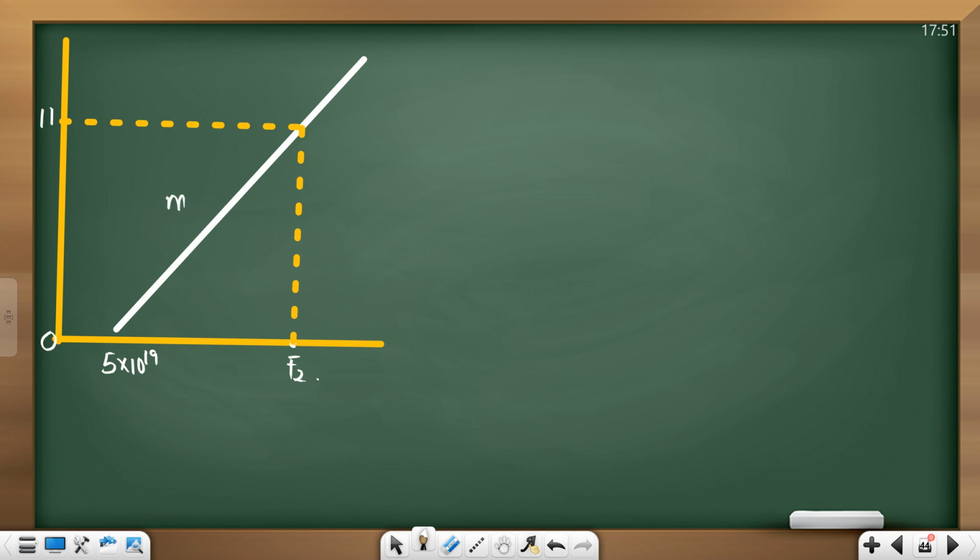What is our gradient? H. Remember that, right? On the y we have EK, and on the x we have F here. How do we calculate gradient? Change in Y over what? Change in X. But what is our gradient? Do you remember it's H? Now, what is our change in Y? I would say change in kinetic energy over change in what? Frequency. Make sense? Using the exact labels that I have.